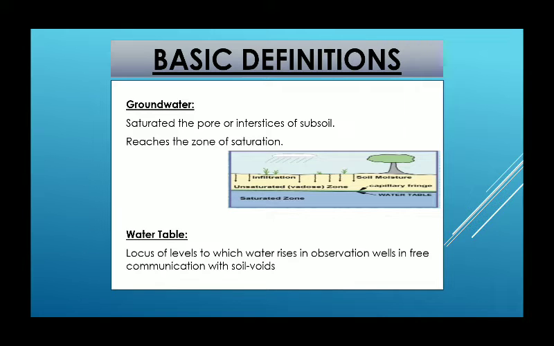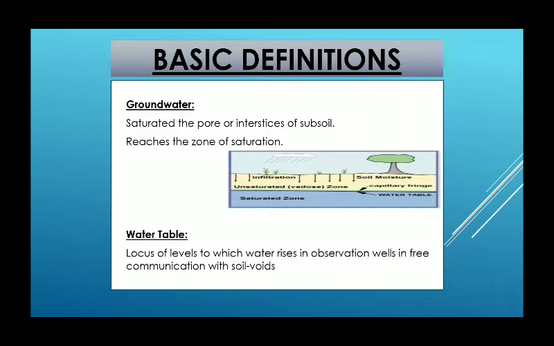So groundwater is used to denote the water which has saturated the pores or interstices of the subsoil. The water that reaches the zone of saturation, that is the ground immediately below the water table. So the water that reaches the zone of saturation is known as groundwater.